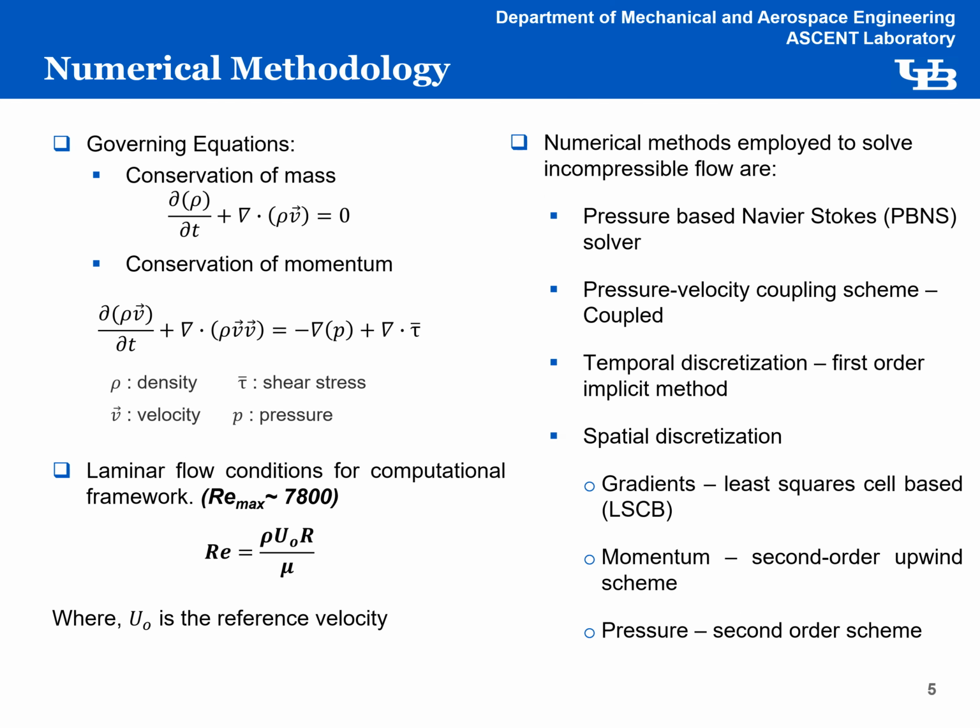The numerical modeling of bumblebee flight is in the laminar regime based on the Reynolds number, as you can see from the equation. The maximum Reynolds number obtained in our current simulation is 7800, and the numerical methods employed to solve 3D laminar incompressible flow are shown on the right side.